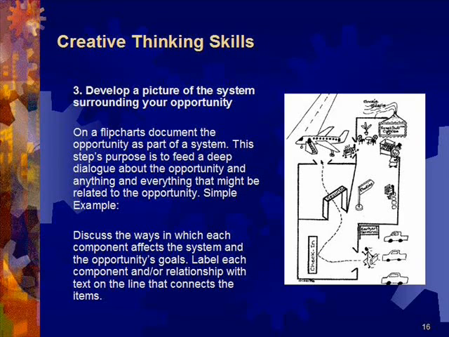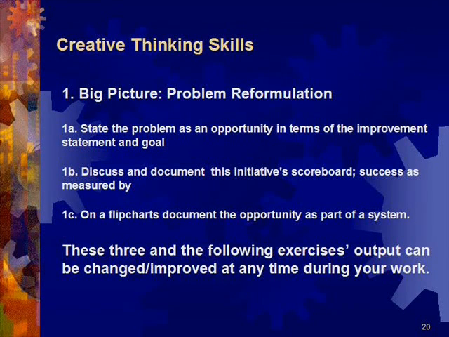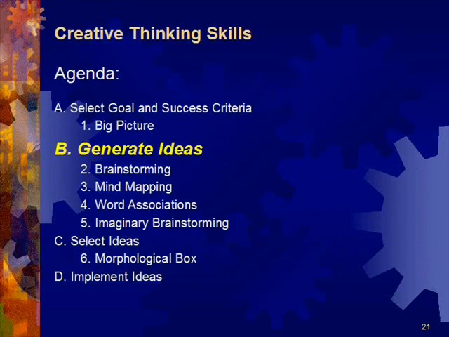What's going on right now that surrounds this particular opportunity? This diagram can take many forms. Here, for example, is a flow chart, which again, the team would develop. These 3 components of the first step all work together. If I learn something in one step that helps me improve the others, of course I go back and do that. Having developed an effective opportunity statement, scoreboard, and diagram, the team is now ready to generate ideas.